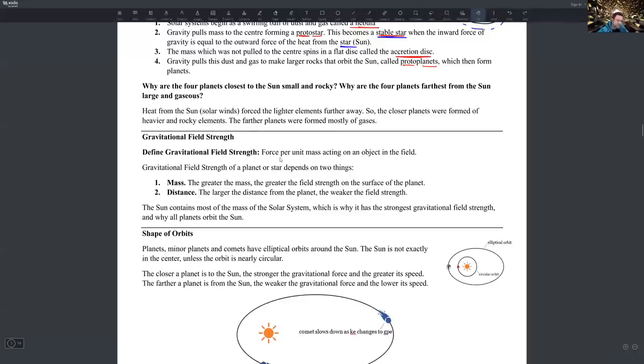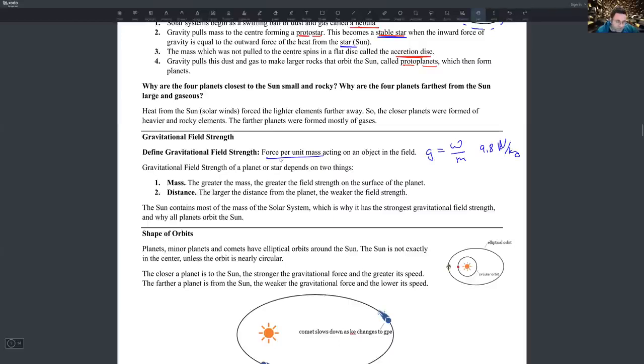Different planets have different gravitational field strengths. And if you remember, gravitational field strength is defined as the force per unit mass. g is equal to weight over mass, or force over mass. And the value of g on the surface of Earth is 9.8 newtons per kilogram. That's what we talked about before in Unit 1.